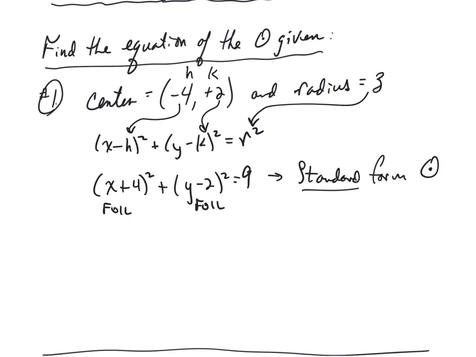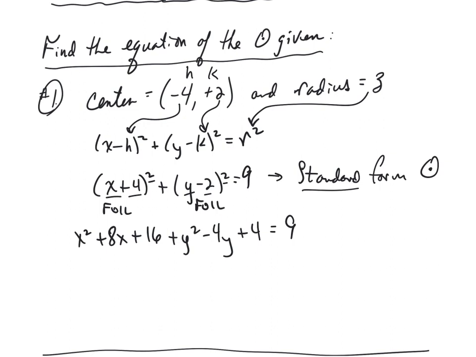I'm going to use the shortcut that we've talked about many times. To square a binomial, it's the first term squared, the first term times the second term times 2, so x times 4 times 2, so that's 8x, and then the second term squared. Shortcut again, first term squared, first one times the second one times 2, so that'd be -4y, and then the second term squared, -2 squared is 4.